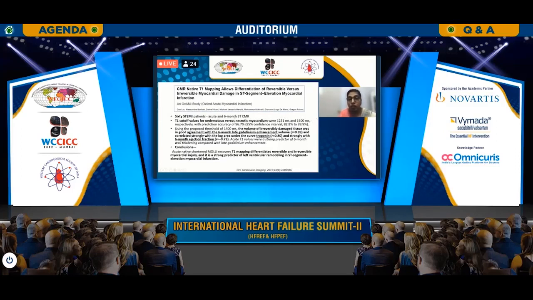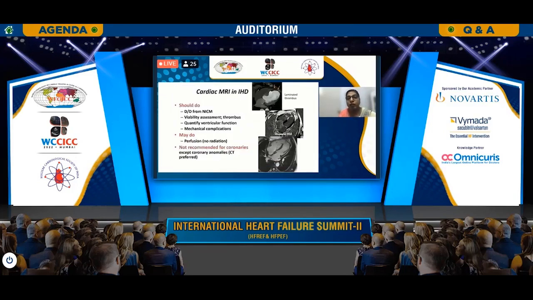Using this threshold, they found that the volume of the damaged tissue had a good agreement with the 6 months LGE, in addition to troponin, and also correlated well with the 6 months ejection fraction. So they concluded that T1 mapping is very helpful to differentiate reversible versus irreversible myocardial injury in patients having acute MI. When can we do cardiac MR in patients with ischemic heart disease?